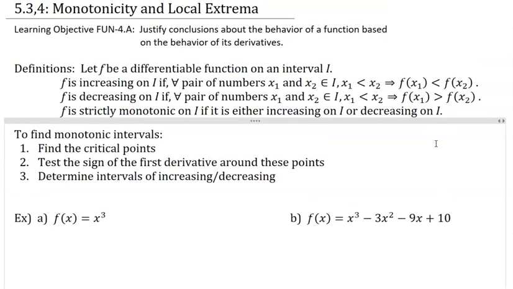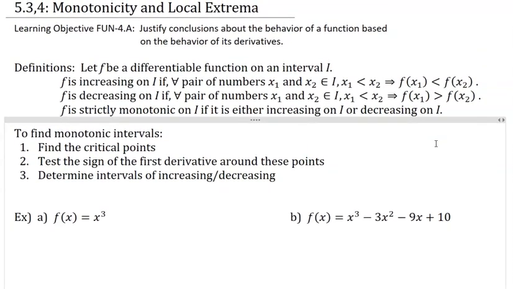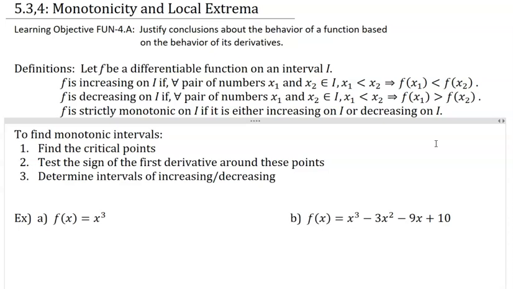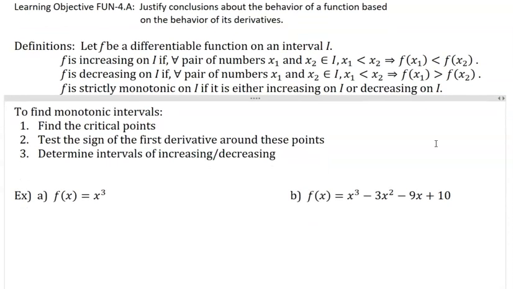In 5.3 and 5.4, we are learning about something called monotonicity, and we are revisiting local extrema, which we started on a couple of sections ago. Once again, we're looking at function analysis. We are drawing conclusions and justifying our conclusions about the behavior of a function based on what the derivative tells us. So let's start with the definition here.